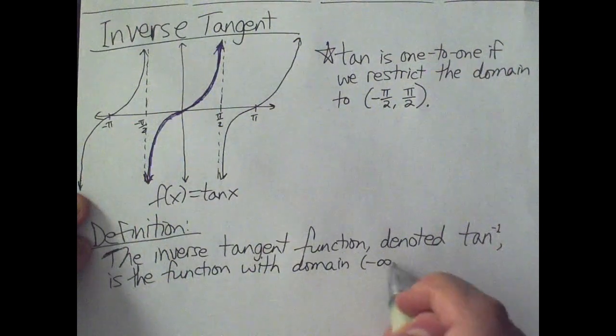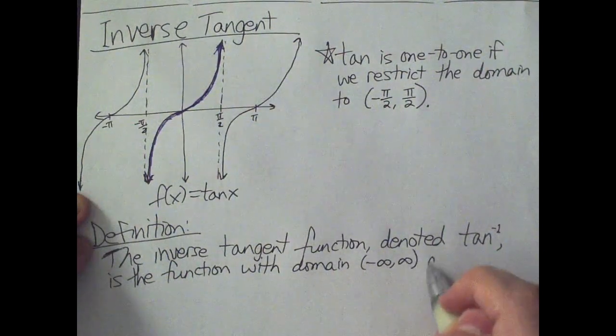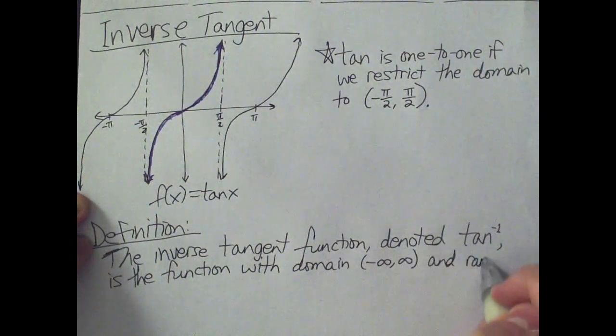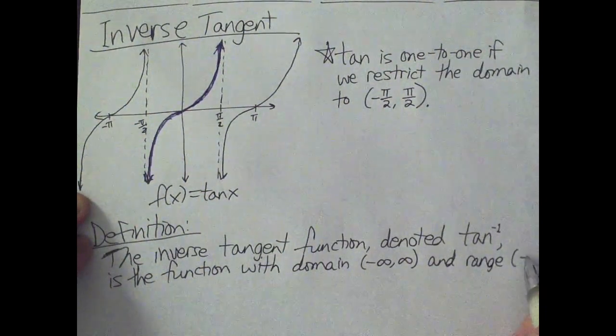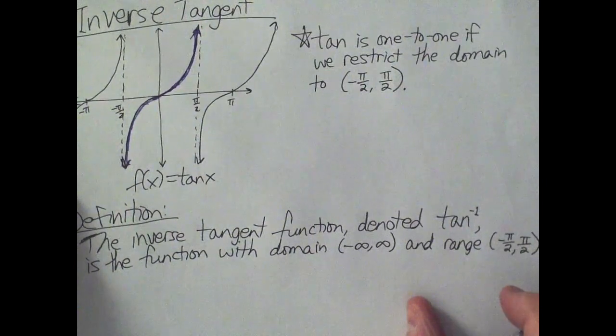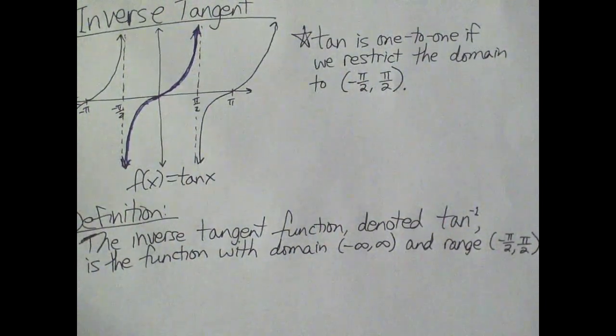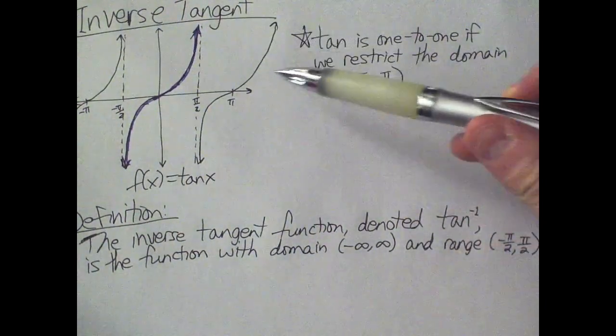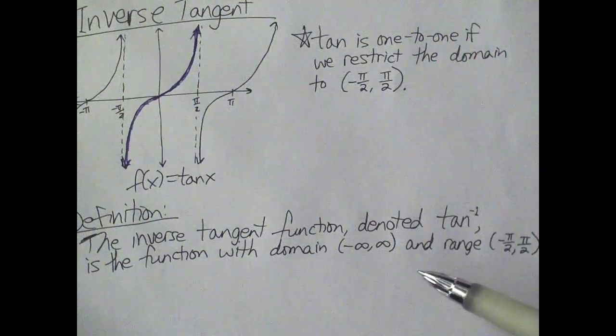It's actually negative infinity to infinity. And the range is what we said above. So when you go from a function to its inverse, let me just say something before I finish the sentence here. When you go from a function to its inverse, the domain and range swap places with each other. The x's and y's swap places with each other, so the domain and range swap places with each other.